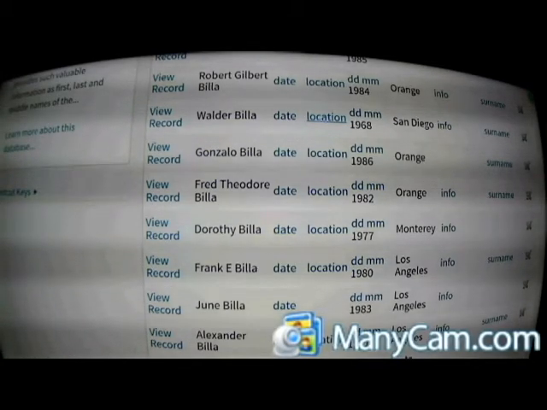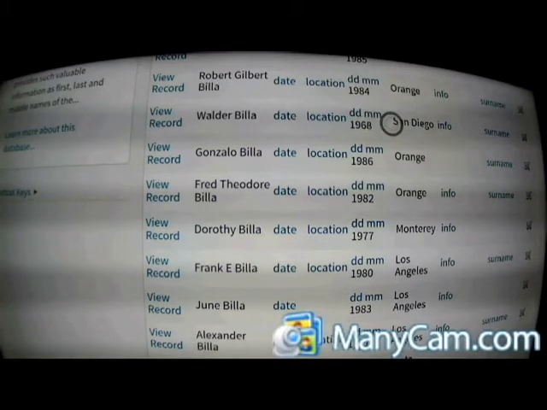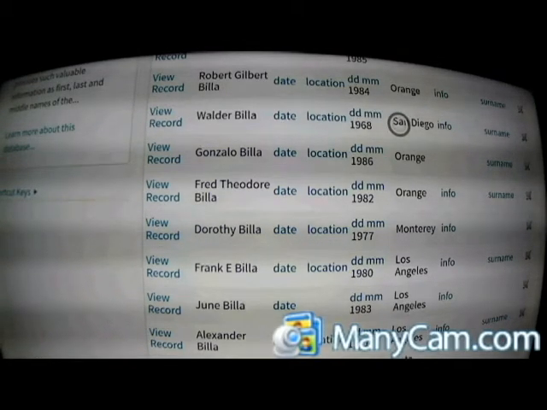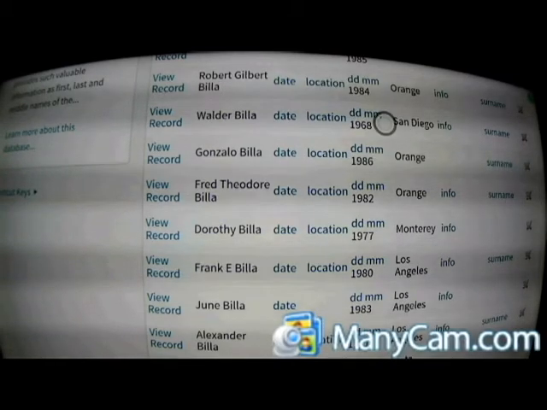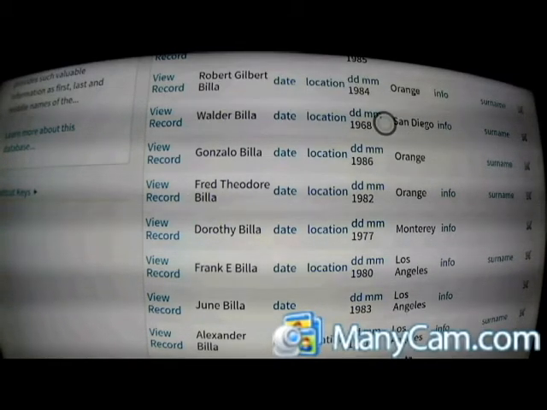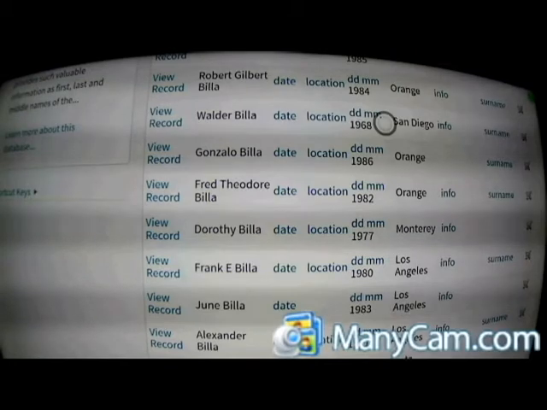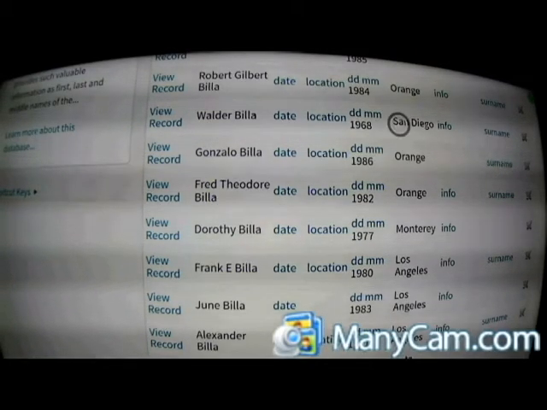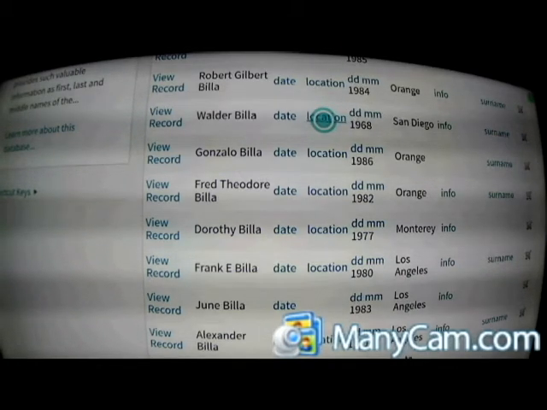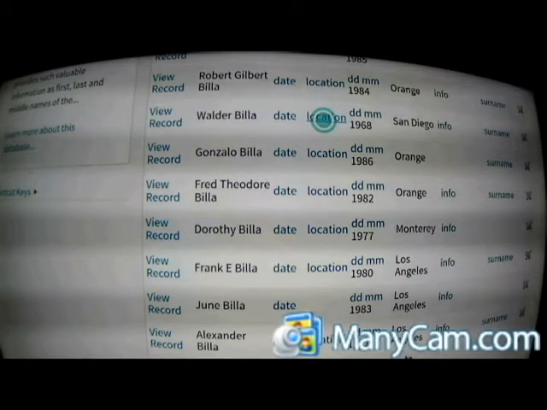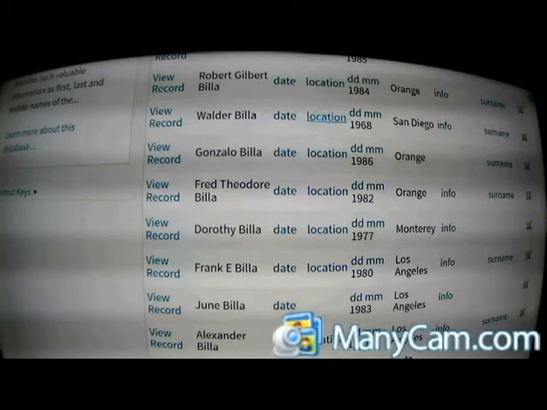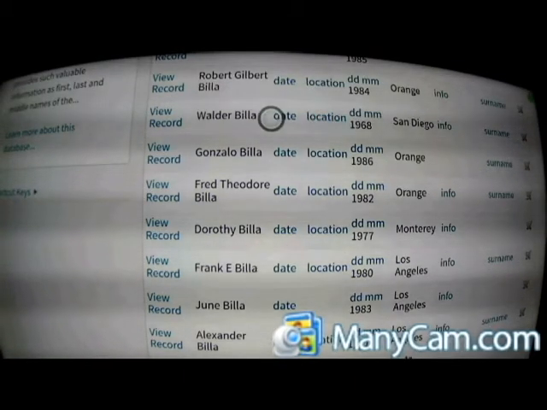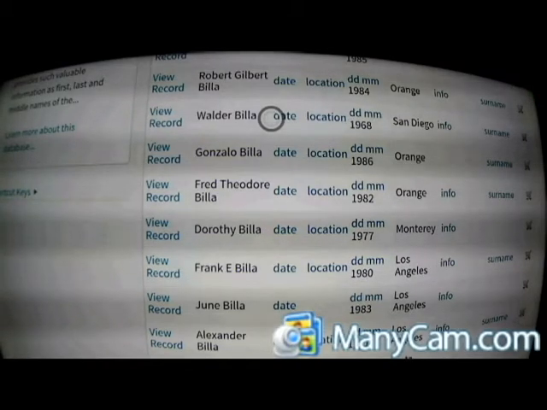So Walter Billa would have died in San Diego, California, which is interesting because that's where I spent my childhood, and that's also where a librarian in San Diego asked a friend of my mother when she went to check out that book, "Why do you want that book? Only scientists check out that book."